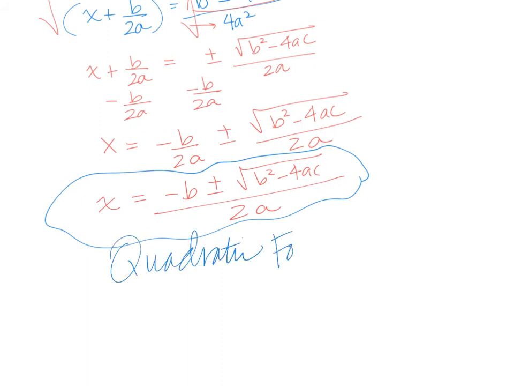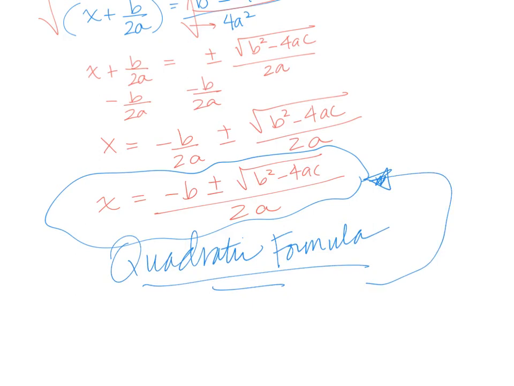So once we've proven the quadratic formula by completing the square, we won't really need to complete the square anymore. We just did it in general for all quadratics of that form, ax squared plus bx plus c.